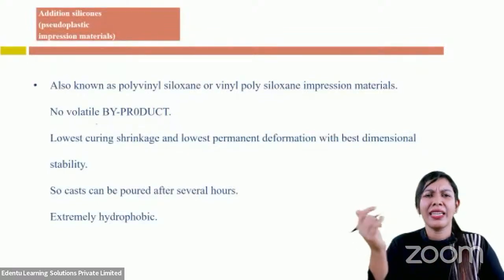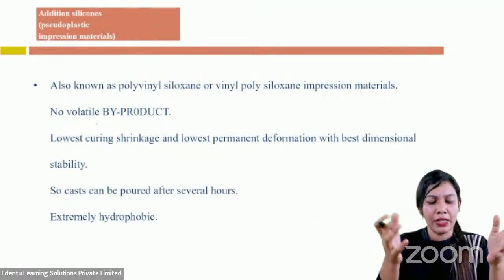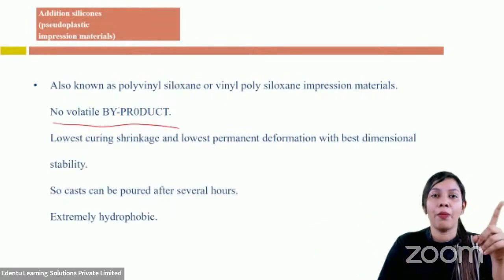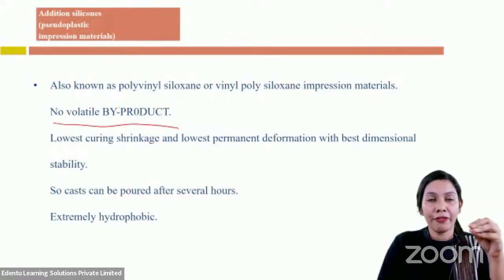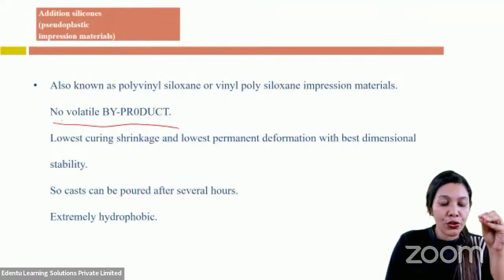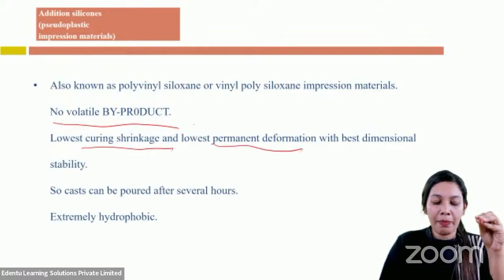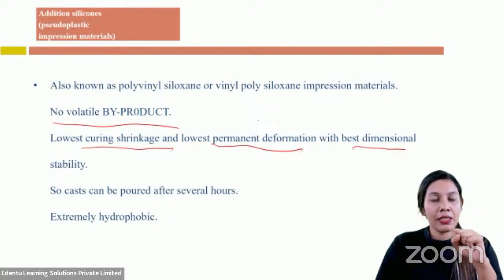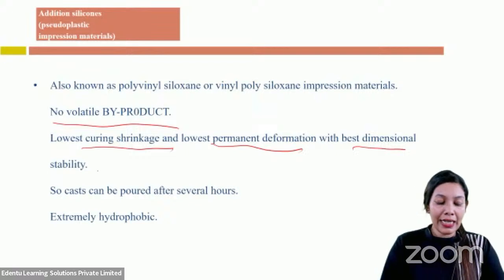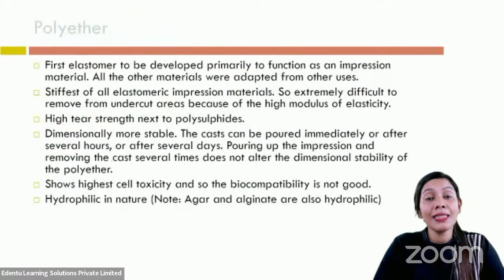Next is addition silicone. As the name suggests, something is being added continuously, so there are no volatile byproducts formed. First is water, second is ethyl alcohol, third, there is no water or byproducts formed. Because of no byproducts, it has low shrinkage and the lowest permanent deformation with the best dimensional stability. Very important, three important points: no shrinkage, no permanent deformation, and dimensional stability. That is mainly because no byproducts are being formed. Again, it is hydrophobic.